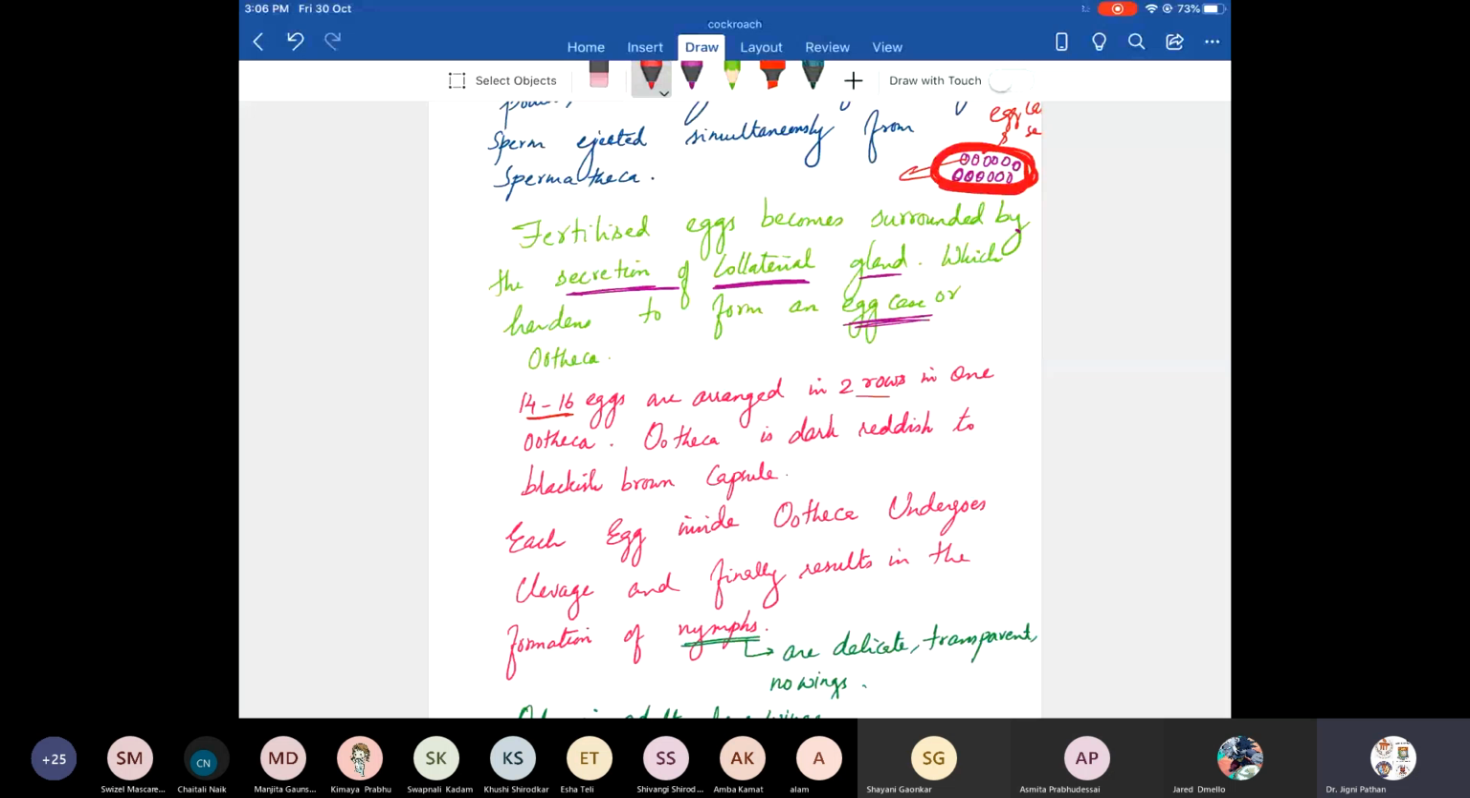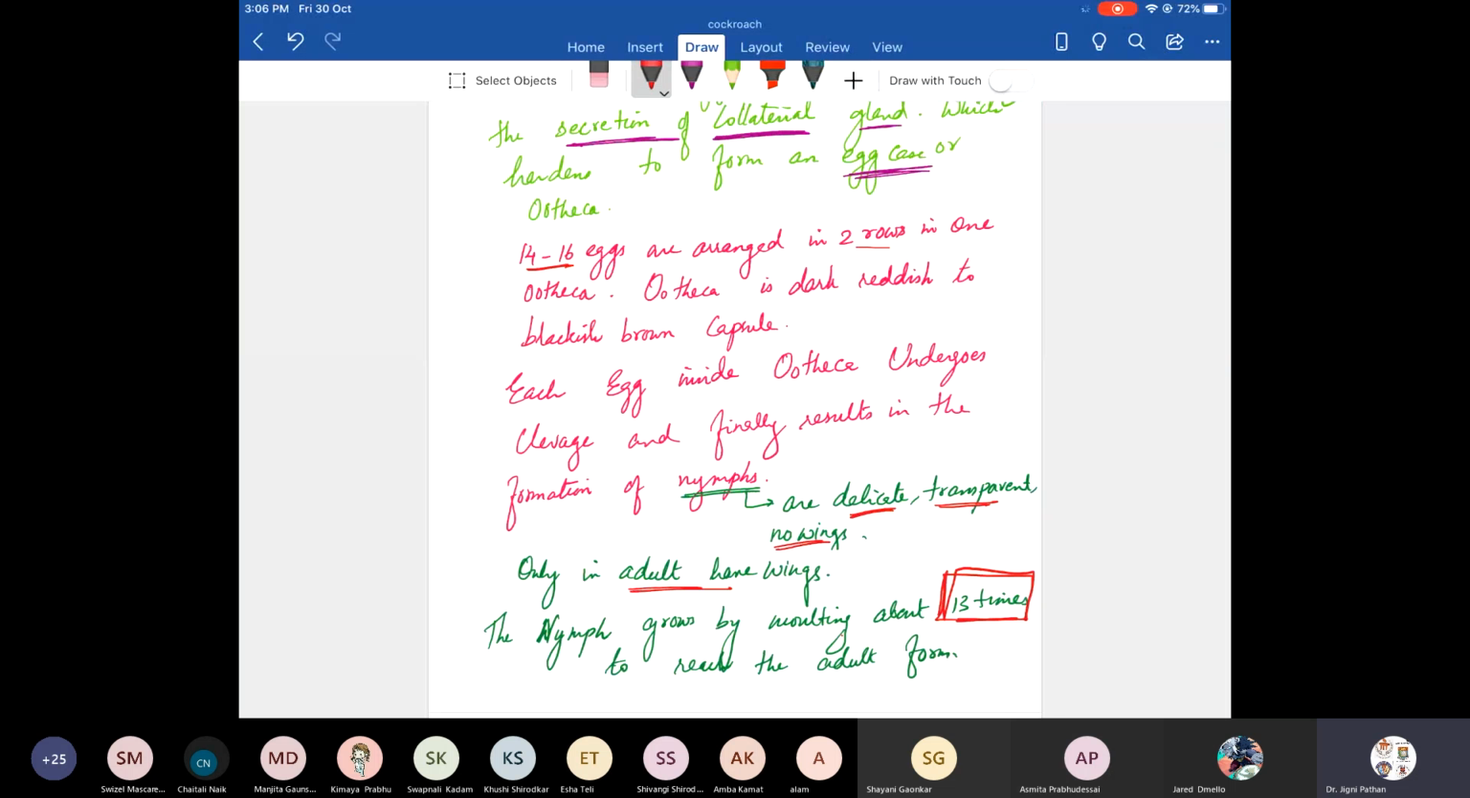What are nymphs? Nymphs are very delicate. If you have seen the white cockroaches, the initial stage cockroaches, most have seen. They are delicate, transparent, and have no wings. So these are nymphs. Only adults have wings. The nymph grows by molting about 13 times. How many times? 13 times it molts to reach the adult form and get wings. Clear to all? Now everyone read the entire process of fertilization, the structure of the female reproductive part, quickly and understand it. If you have doubts, you can text me.